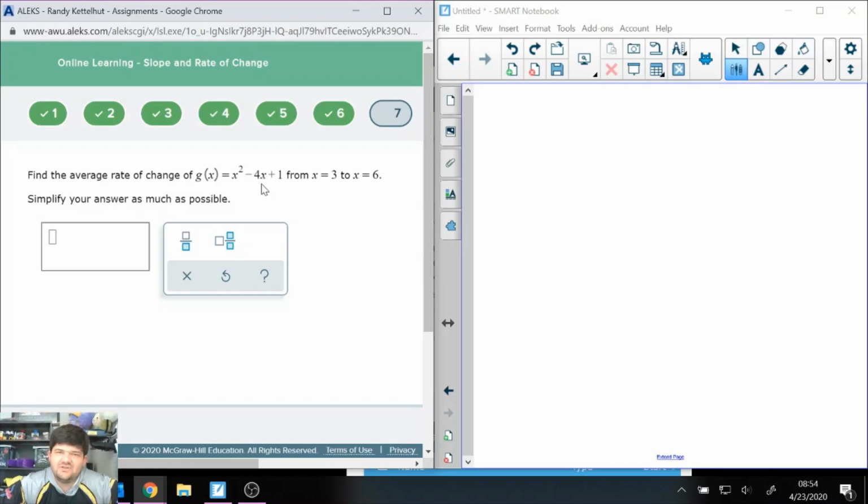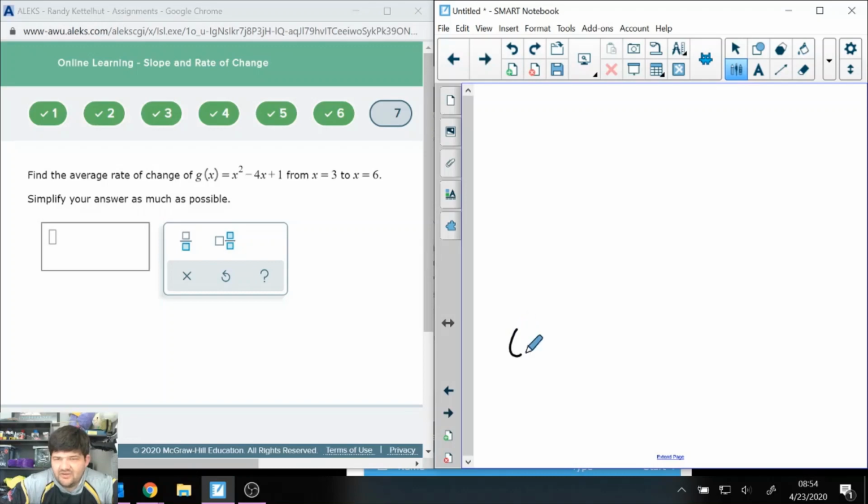To find the average rate of change, you could type this into Desmos and then plug those points in and graph it. That might be the easiest solution. But let's just do it the long way. First, we have to figure out what values these give you. So we need the points.